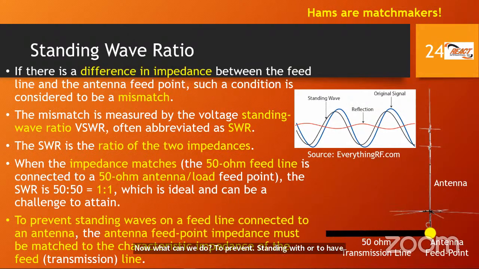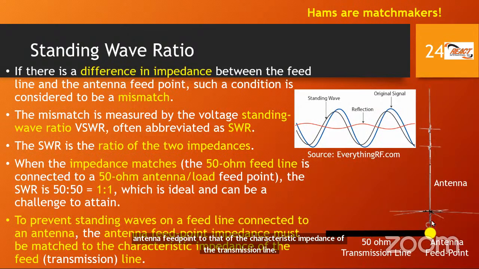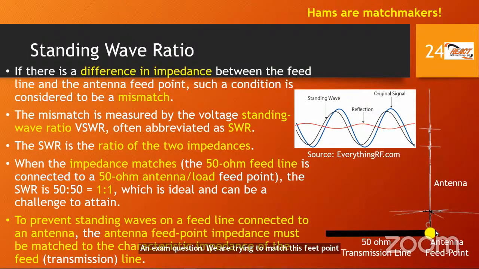Now, what can we do to prevent standing waves, or to have a high SWR? That's a question that we ask ourselves, and it is simple. Well, simple to talk about. We simply want to match this antenna feed point to that of the characteristic impedance of the transmission line. And an exam question, right? We're trying to match this feed point here of the antenna. That's the antenna feed point here. That's why we circle it in yellow, along with the characteristic impedance of this transmission line.